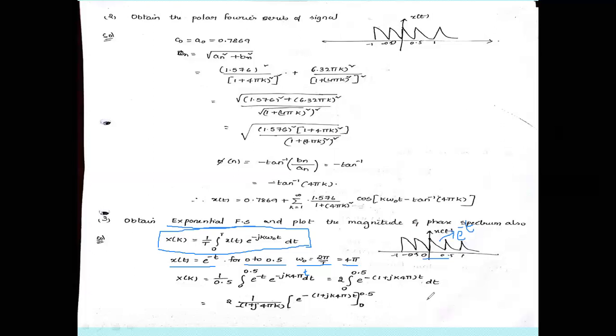In the integral, whatever coefficient is there with respect to the variable, you get it in the denominator. If you apply the derivative instead, whatever coefficient is there, you get it in the multiplication. Understood? So 1 by 0.5 is nothing but 2, e power minus (1 plus j k 4 pi) into t, and the denominator is minus (1 plus j 4 pi k), with upper limit 0.5 and lower limit 0. Now substitute the upper and lower limits in this exponential.